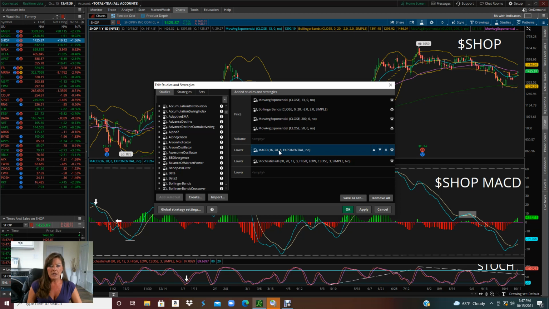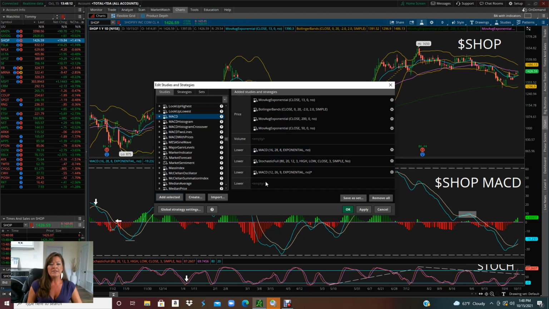I did tweak mine a little bit to help with the false positives and stuff, since MACD is a lagging indicator. But I will go ahead and input their default MACD just so I can show you. It's not too far off, but you are supposed to tweak your MACD to help with the lagging problem it causes. So add selected. My MACD parameters are 16, 28, 8. And the default is 12, 26, 9.